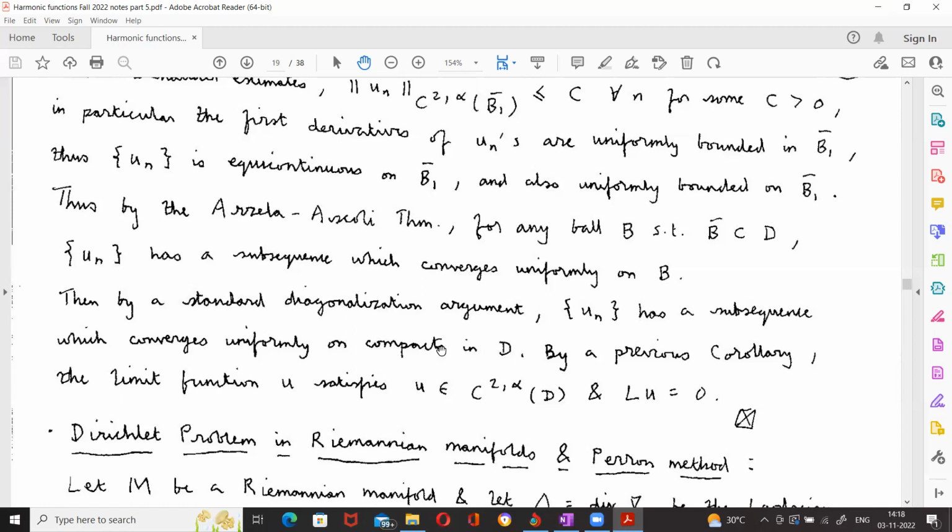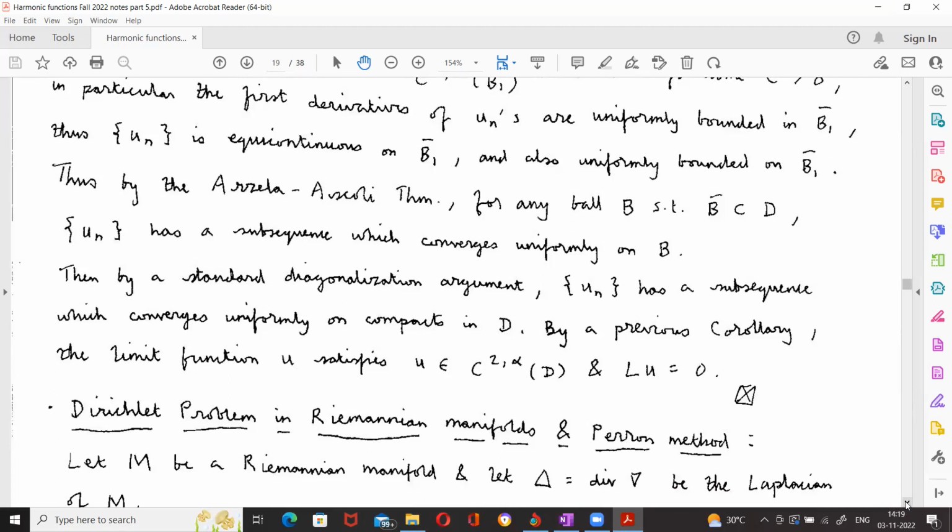Okay. And so you get a subsequence which converges uniformly on compacts. And then we already showed that if you have a sequence of L harmonic functions which converges uniformly on compacts and which are C2 alpha, then the limit function is also C2 alpha and is also L harmonic, right? This we already showed last time. Is this okay? Yes. All right. Okay, so we have this Montel theorem for L harmonic functions.